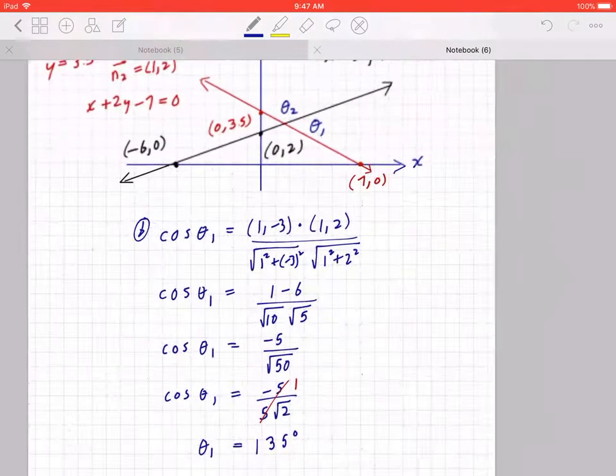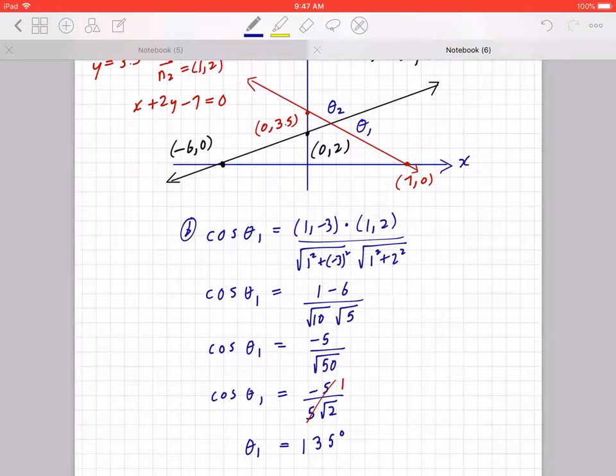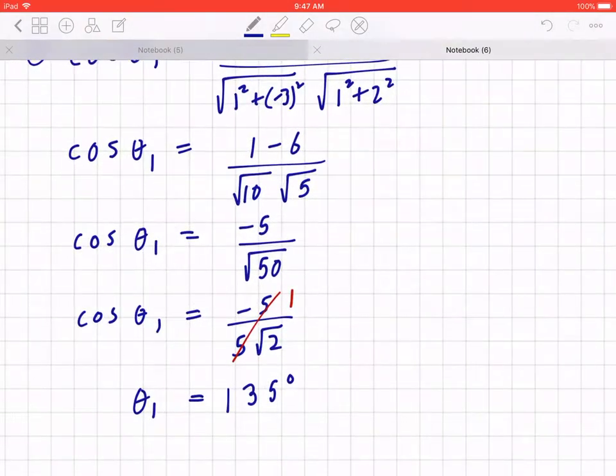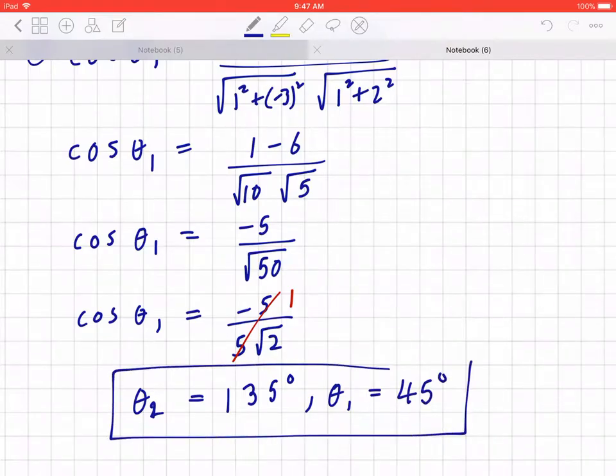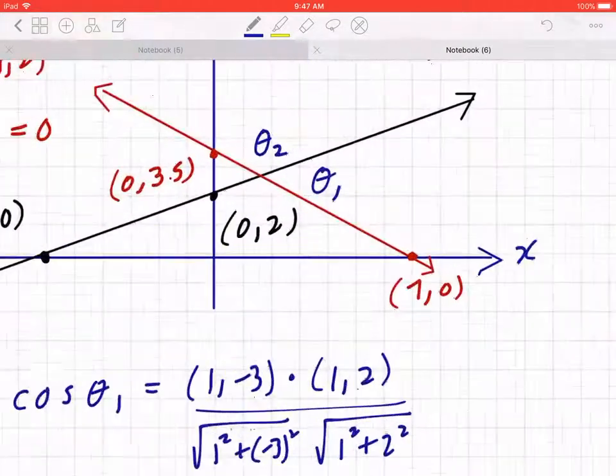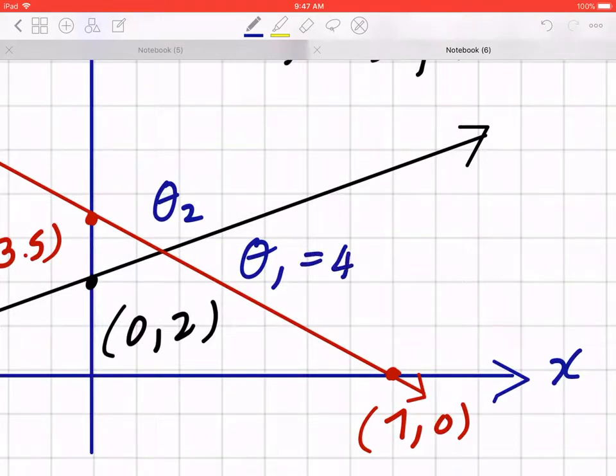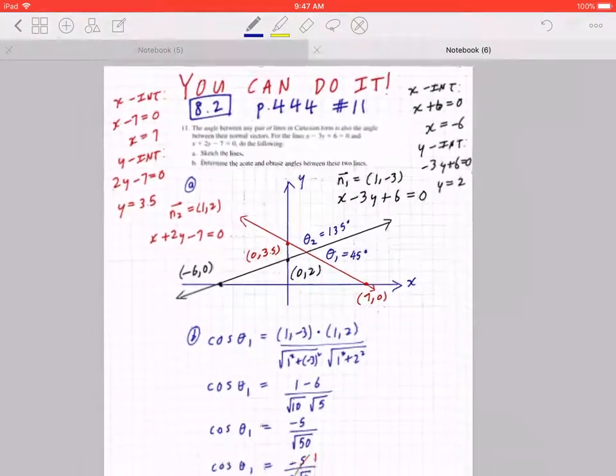Now, if you go back to the diagram, we wrote theta 1 to be the acute angle. So what happened is they gave you the obtuse angle. So this is actually theta 2, whereas theta 1 will be 180 minus that, which is 45 degrees. So you can go back, label this. Theta 1 is going to be 45 degrees. Theta 2 is going to be 135 degrees.